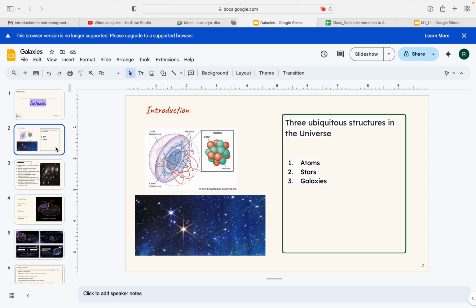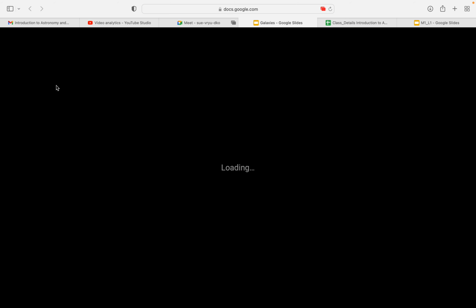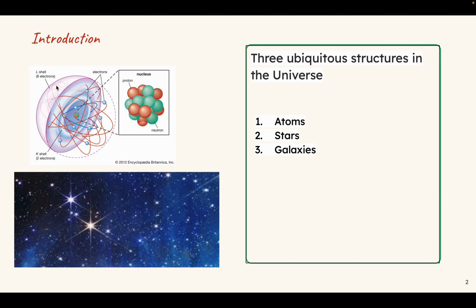In the universe there are three ubiquitous structures. These three structures are atoms, which are the smallest structure. The next biggest structures are the stars, and the third, the biggest structures of the universe, are the galaxies.